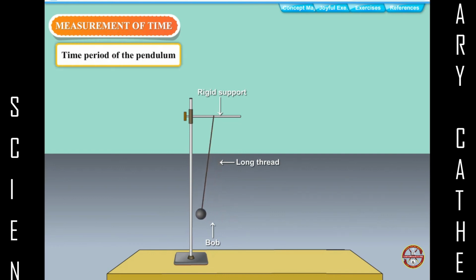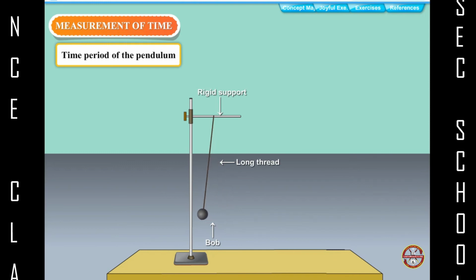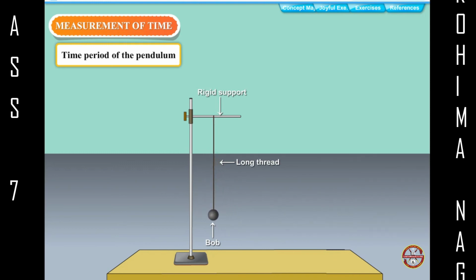Time period of the pendulum. The time taken by the bob of a pendulum to complete one oscillation is called the time period of the pendulum.